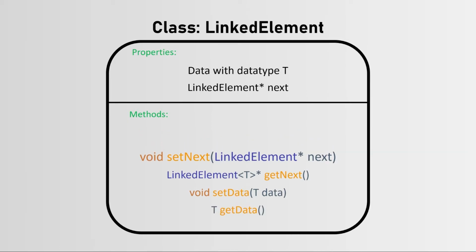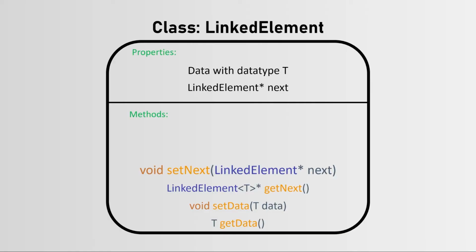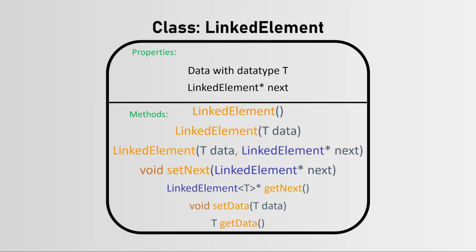We also need constructors. Those are just methods that create an instance of that class for us. Let me show you what I mean. For this class, I'm going to let it have 3 constructors. One with no arguments, one with the data property specified, and one with data and next specified. And that was it for the first class.